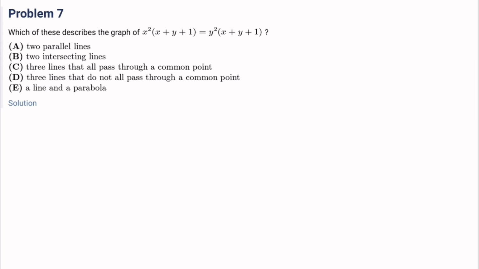Number 7, which of these describes the graph of this thing? Okay, so first we see that these two are equal. That means either this and this are equal, or that is just 0.